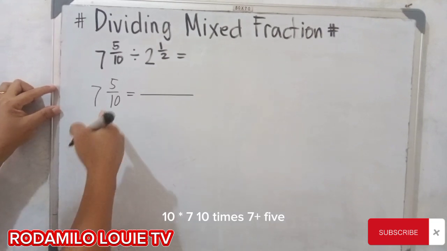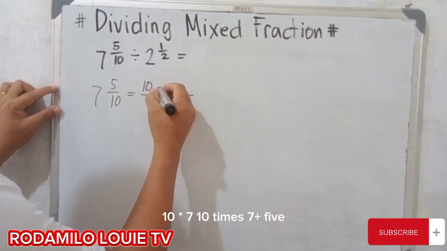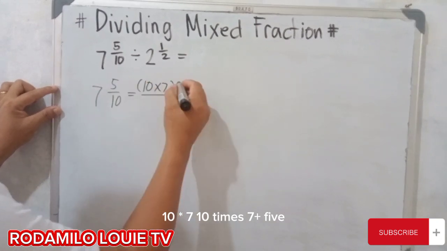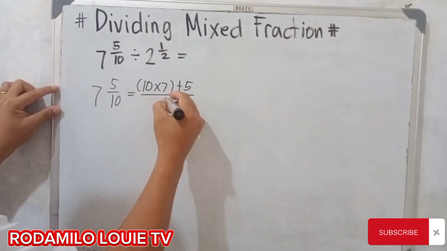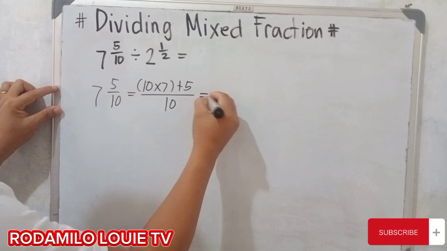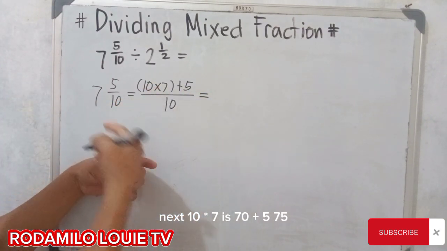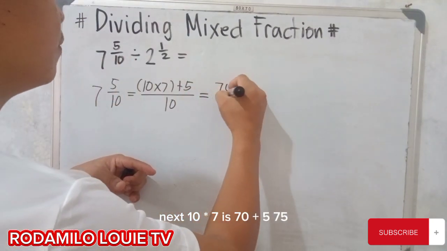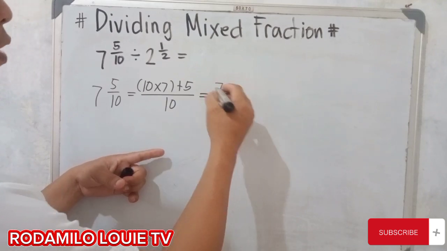So, multiply 10 times 7 plus 5. Copy the 10. Next, 10 times 7 is 70 plus 5, 75, over 10. Okay, that's the first one done.